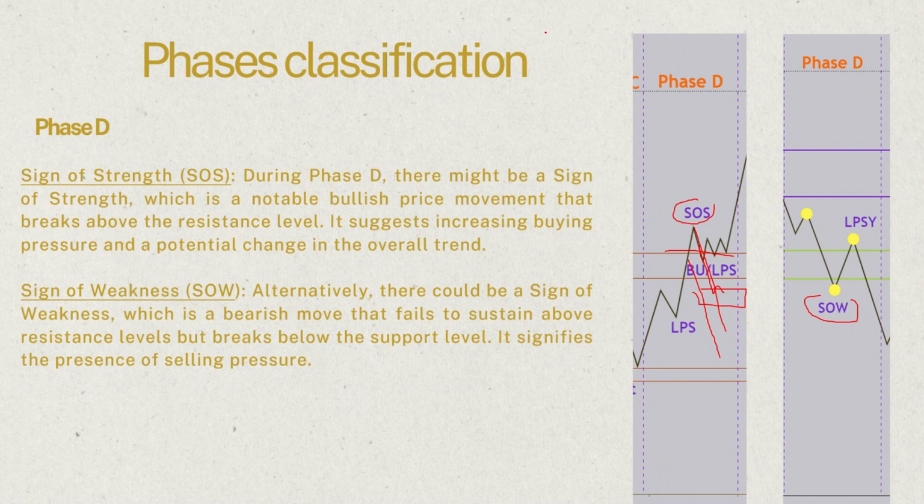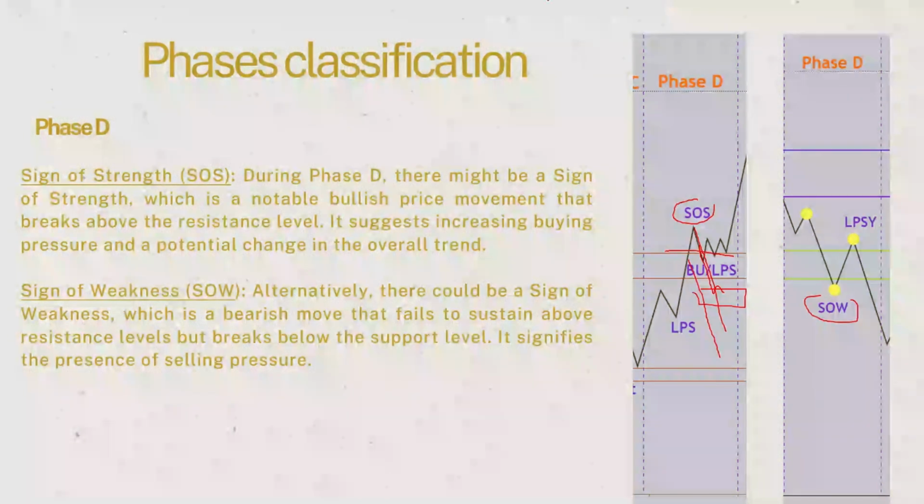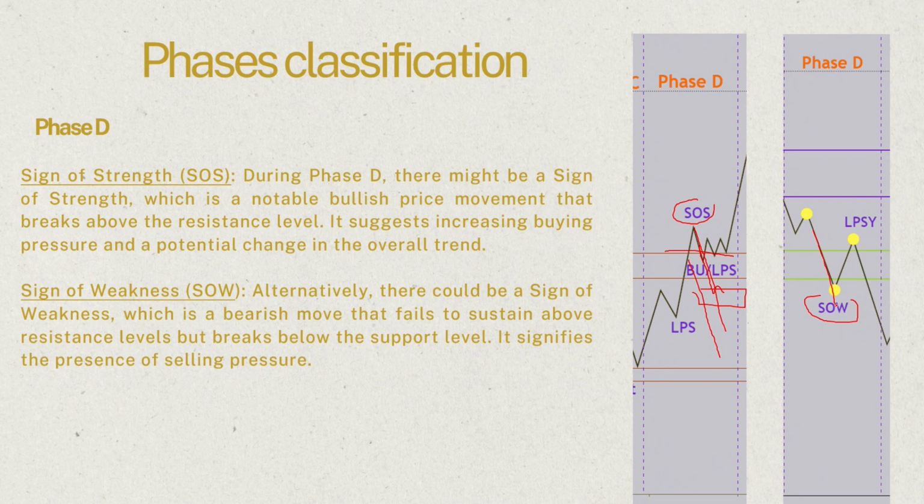Okay. Sign of weakness is also the opposite of sign of strength, in the sense that it's a bearish move that fails to sustain above the resistance level. Okay, so this is what you have. You have a bearish move out of the resistance or support zone, and then it comes back, and then you look for a reversal. So it signifies selling pressure also. You will understand this in a live chat or when I'm showing you the practical examples.